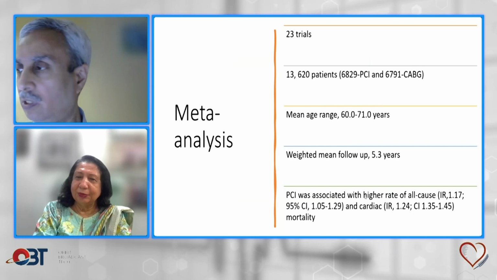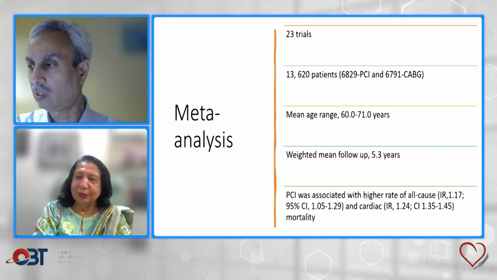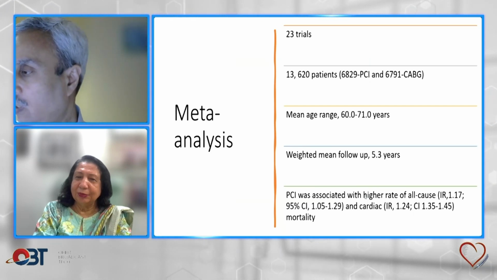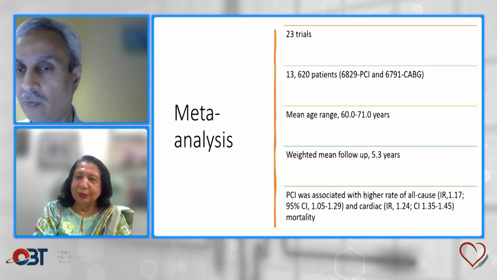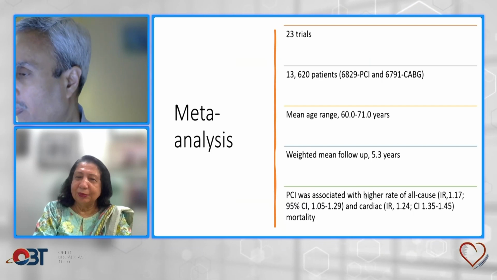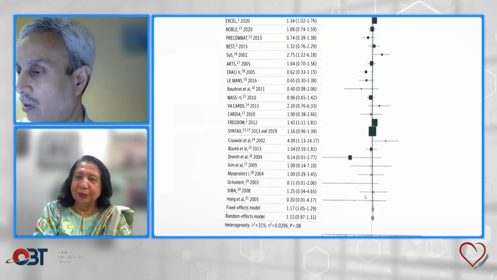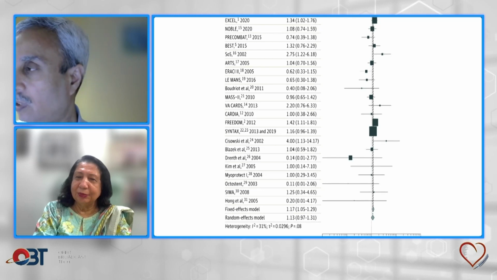23 high-quality studies, 13,000 patients, mean age range of 60 to 71 years, mean follow-up of 5.3 years. PCI was associated with a higher rate of all-cause and cardiac mortality in this meta-analysis published in JAMA, but it did not reach statistical significance. The heterogeneity p-value was 0.08.